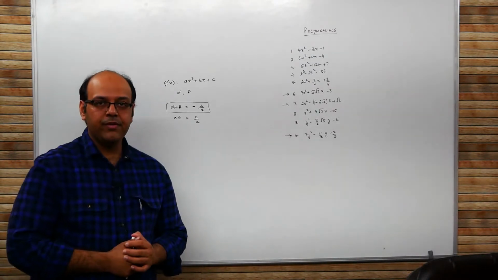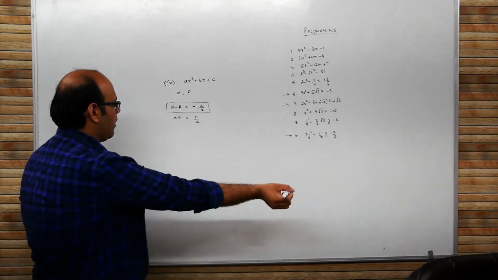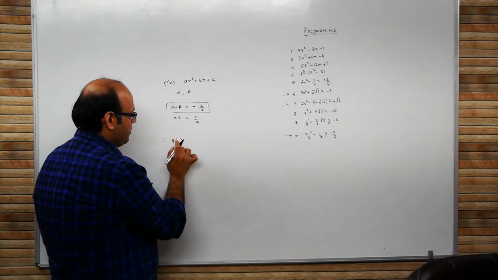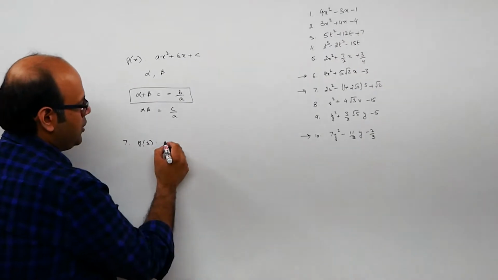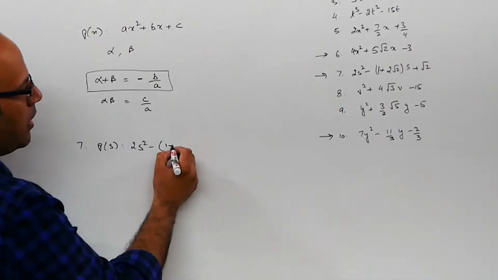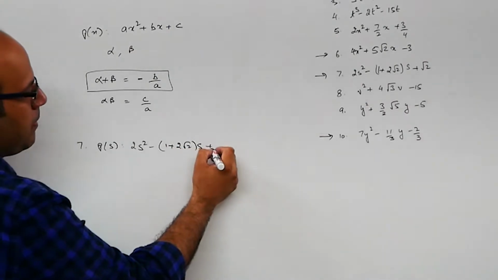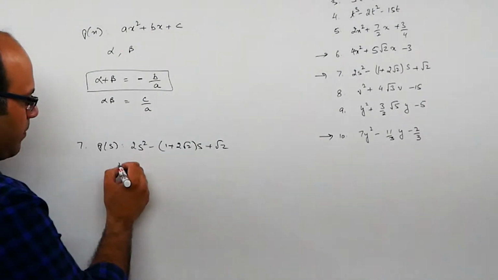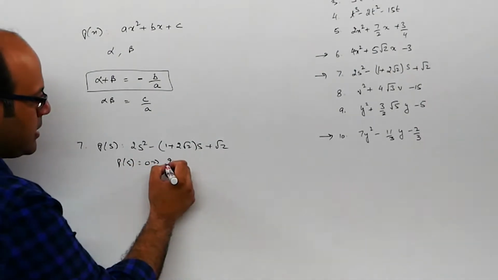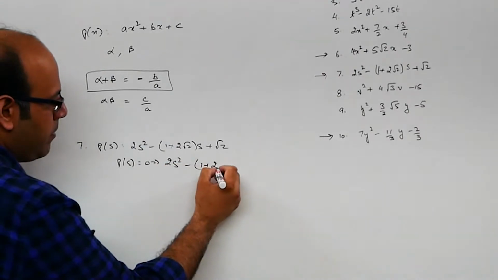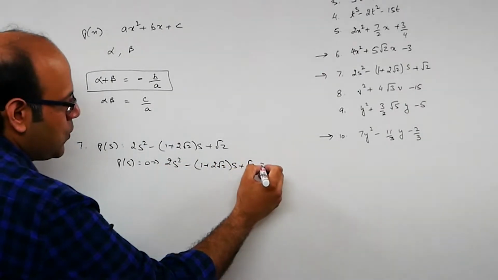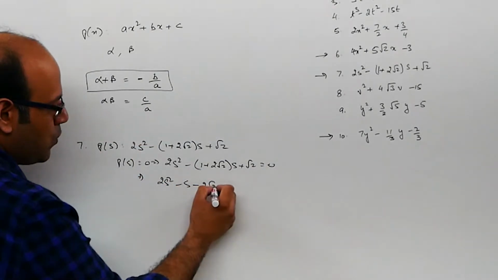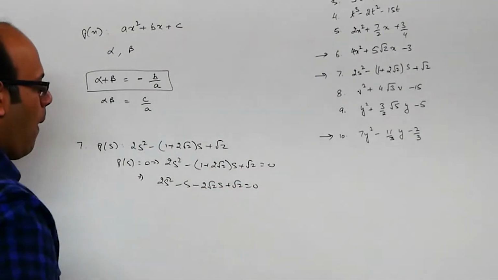Alright, so we move on to the next question, which is the 7th one over here. The 7th question is the polynomial, it's not px now, it's ps, which is 2 into s square minus 1 plus 2 root 2s plus root 2. Alright, so let's expand this. So ps equals 0 implies 2s square minus 1 plus 2 root 2s plus root 2 equals 0, which gives me 2s square minus s minus 2 root 2s plus root 2 equals 0.